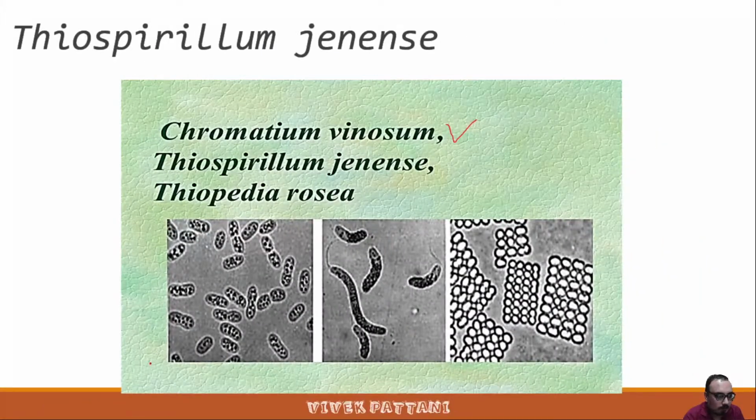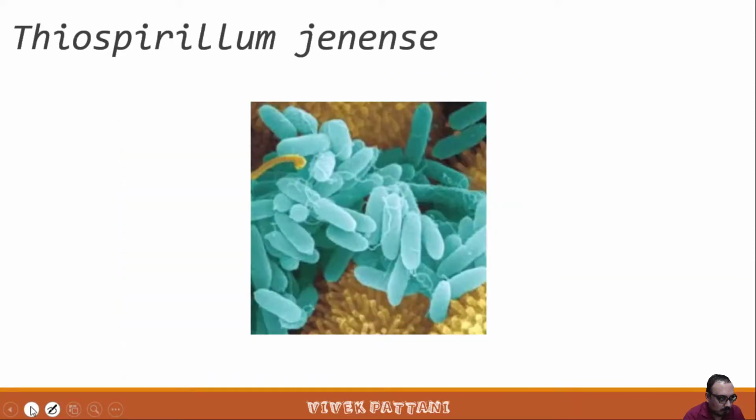So the next one, which we have already studied, Thiospirillum jenense. This is the structure of the Thiospirillum jenense. The last one is Thiopedia rosea, where you can clearly see the cells are basically stacked with each other.